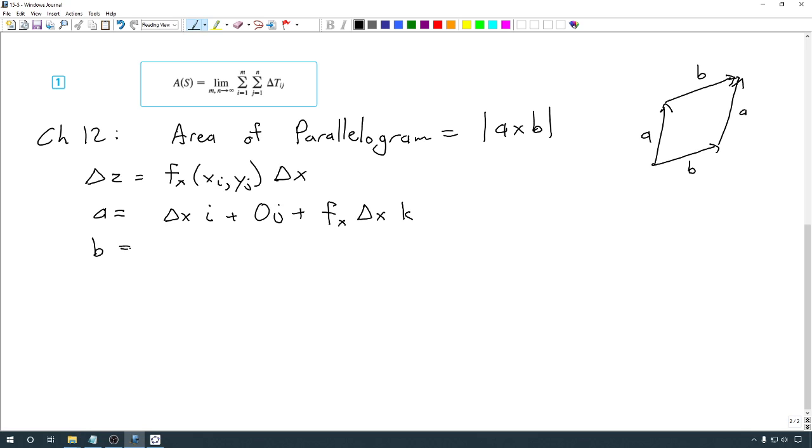For our other side, we're going to do exactly the same thing, except now the change in x is going to be 0, the change in y is going to be delta y, and we'll use a similar formula, except we're going to use the derivative with respect to y instead. So this time it's going to be 0 times i, delta y times j, and then f sub y times delta y, k. When we take the cross product, we'll just go ahead and put these in there.